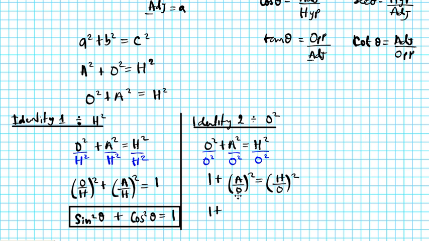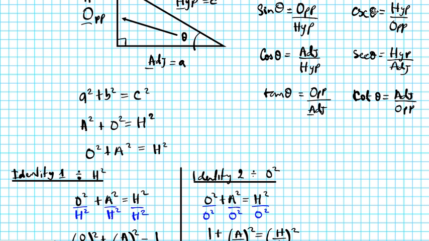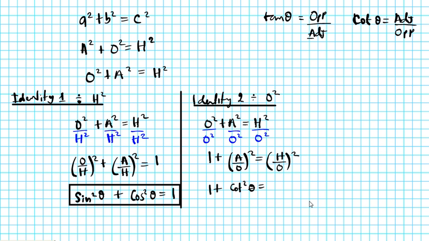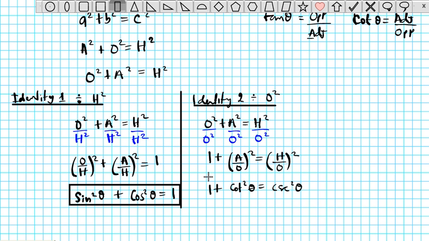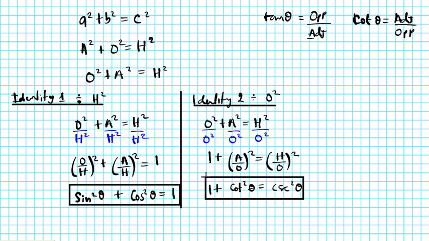Cotangent, so this is cotangent squared. A over O, you can see it right here. Cotangent is A over O. So 1 plus cotangent squared theta equals, what on earth is H over O? H over O is cosecant. So you have hypotenuse over opposite. So 1 plus cotangent squared theta equals cosecant squared theta. And voila, there goes our next Pythagorean identity, just by dividing by O squared. Alright, we have one more.